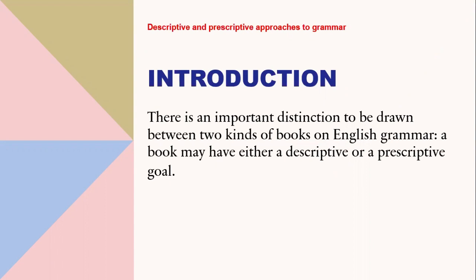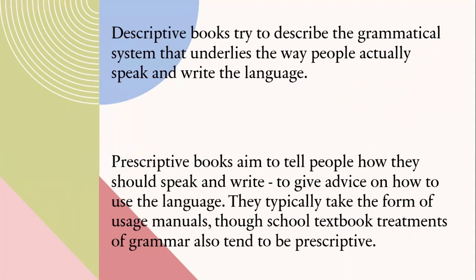There is an important distinction to be drawn between two kinds of books on English grammar. A book may have either descriptive or prescriptive goals. Descriptive books try to describe the grammatical system that underlies the way people actually speak and write the language. What does it mean? When we are talking about descriptive language books, they explain the grammatical system. Like if a sentence is written in a proper grammatical form, that underlies the way people actually speak and write.